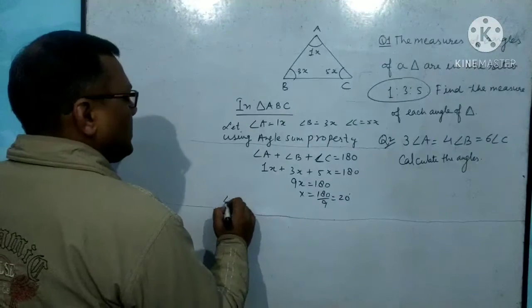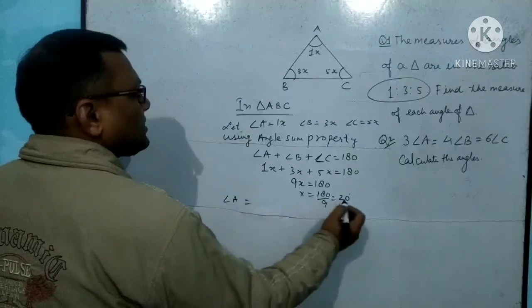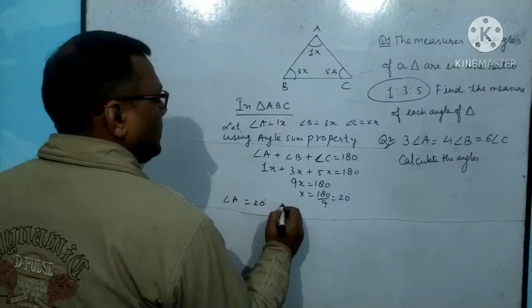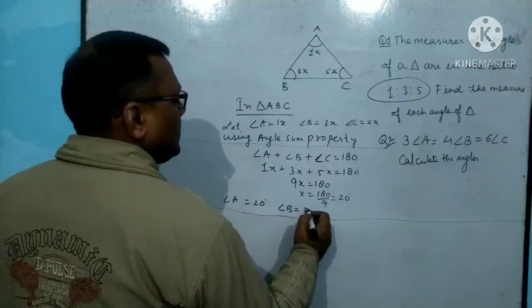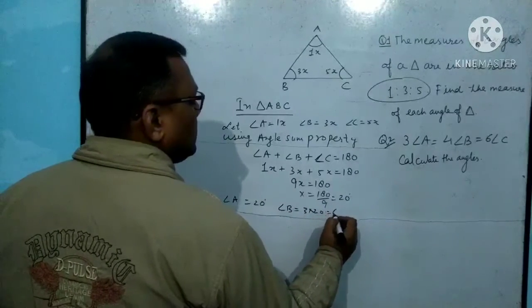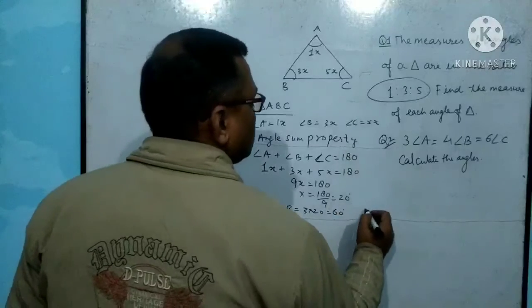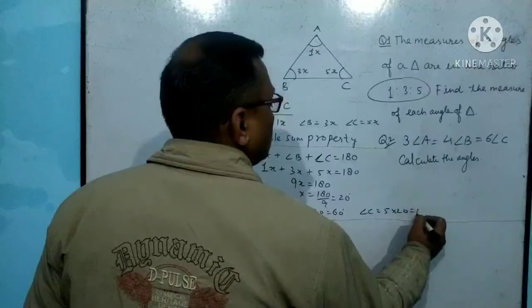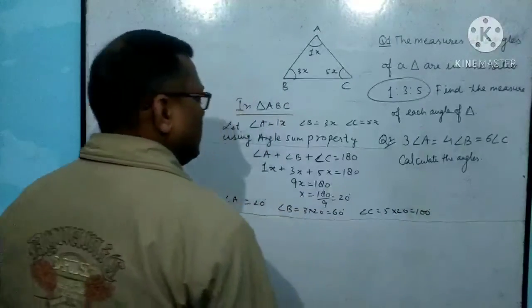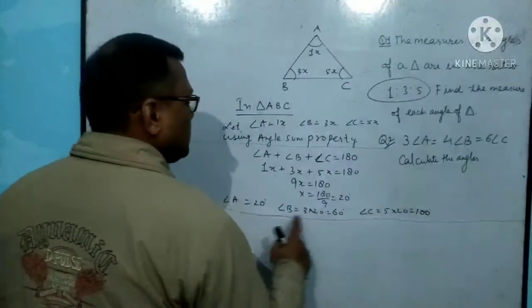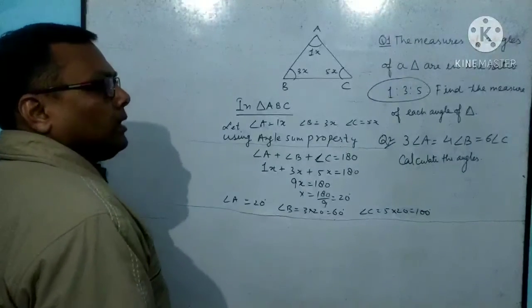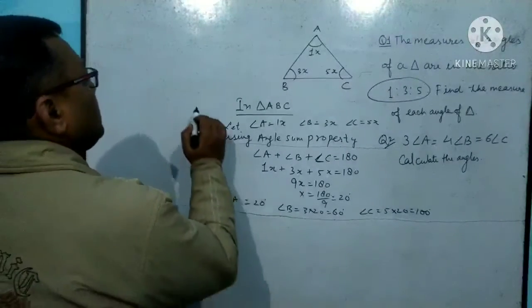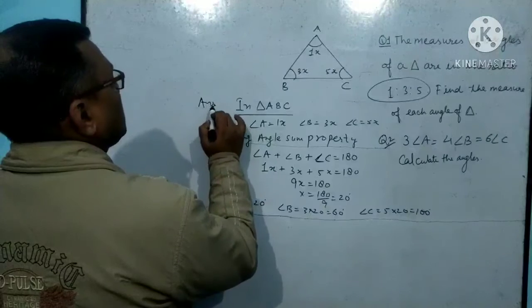So angle A becomes 1x, meaning 20 degrees. Angle B becomes 3x, 3 into 20, that is 60 degrees. And angle C is 5x, 5 into 20, that is 100 degrees. In this way, you see 100 plus 60 plus 20 becomes 180. That was problem number 1.